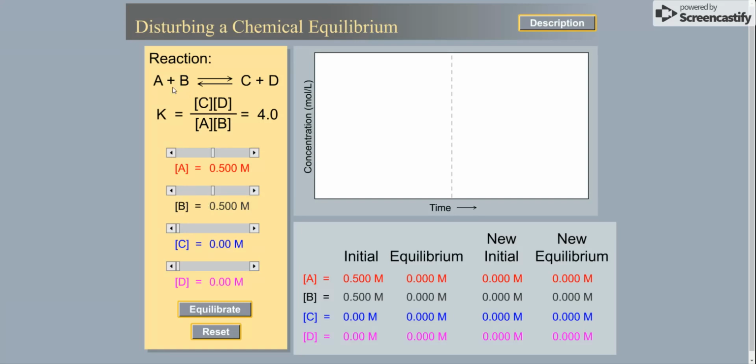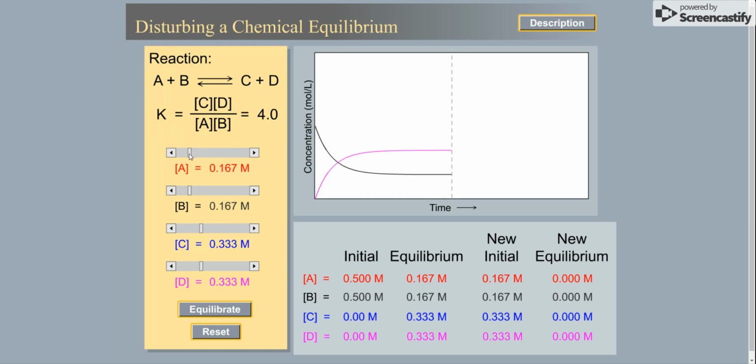So let's start with this reaction of A plus B going to C plus D. And I have got A as being 5.5 moles per litre and B being 0.5 moles per litre. And I've got no C and I've got no D. So if I equilibrate, then notice that my A and B, which is in the black, is going down, and my C and D is going up until it flattens out and it is now in equilibrium.